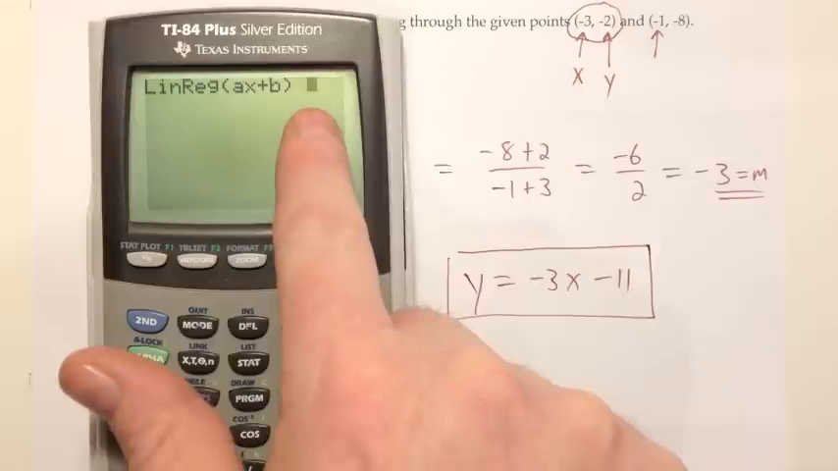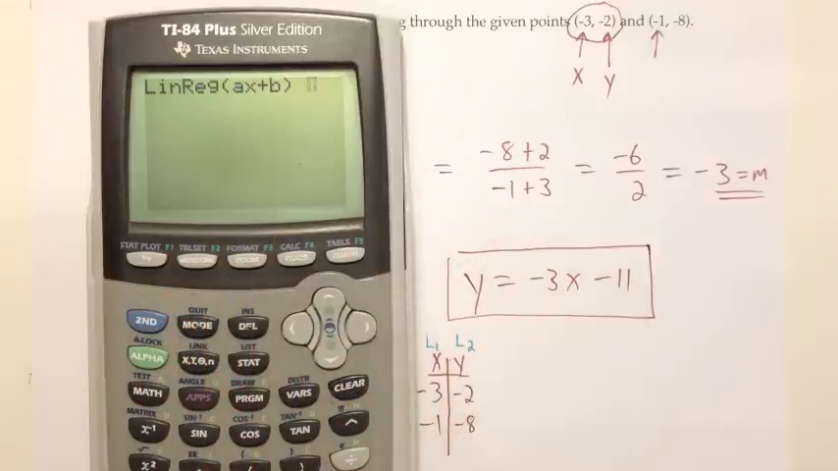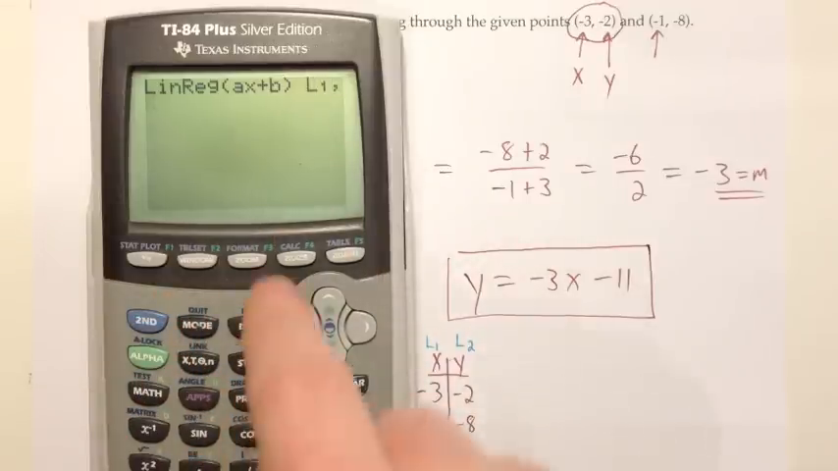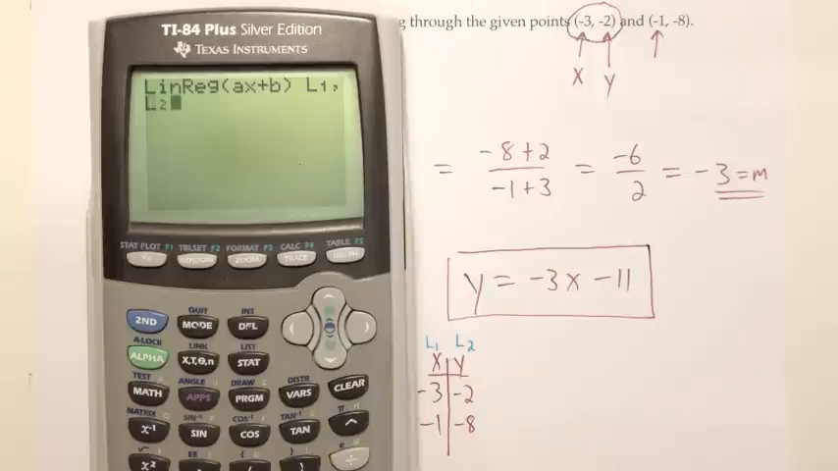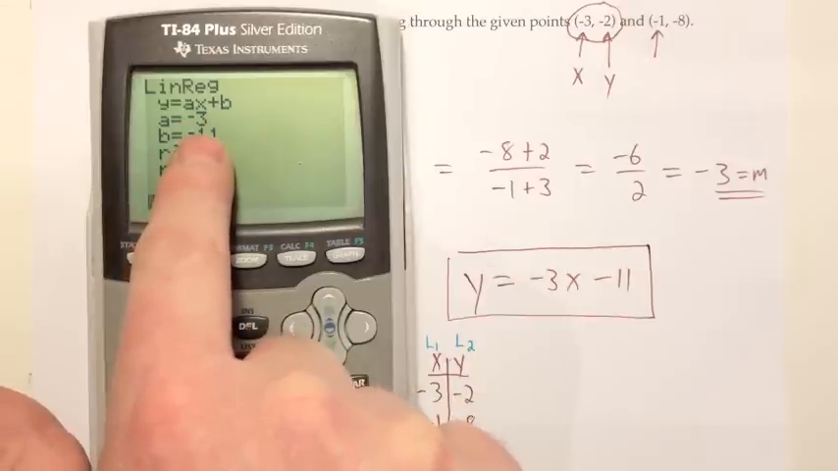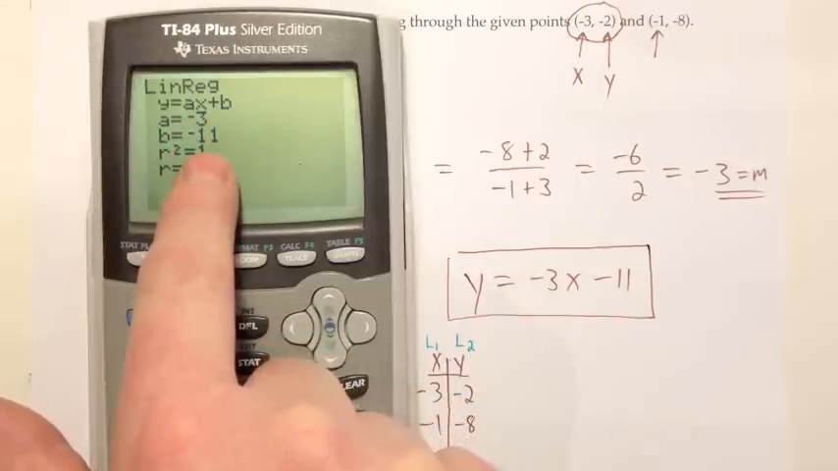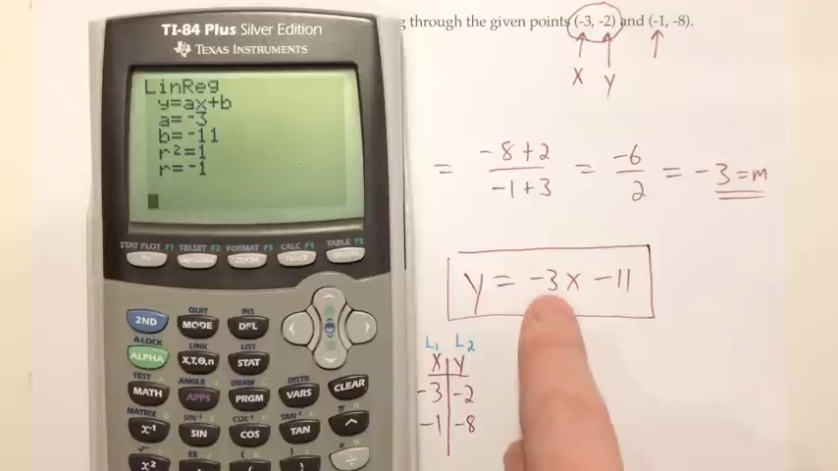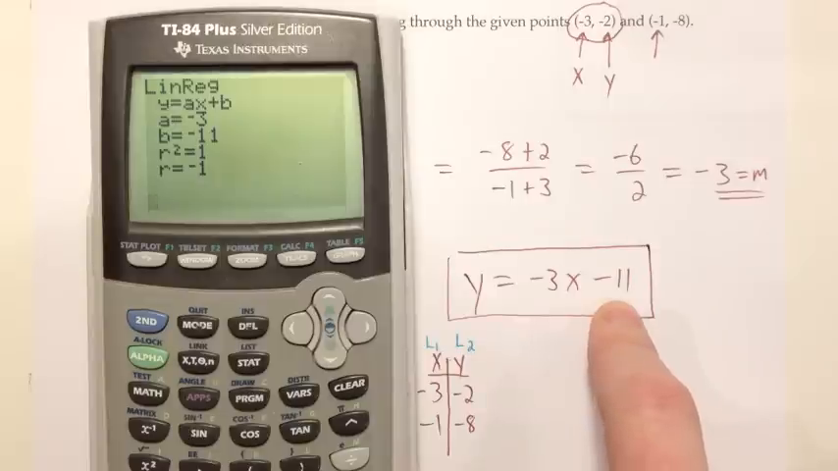And then I'm going to tell it where my lists were. My first list was in L1, comma, my second list was in L2. And when I press enter there, it's going to tell me the coefficient of x is negative 3 and the constant term is negative 11. And if you look at our equation, the coefficient of x was negative 3 and the constant term was negative 11. So this is a really cool trick we can use on the calculator where it's going to find the slope and the intercept for us.